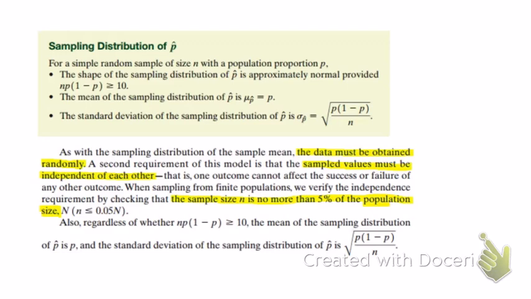Down at the bottom, I highlighted it. You have to get your sample randomly. No standing on the corner and just asking people as they walk by. And the second thing is those values have to be independent of each other. And we see that 5% rule again. In other words, if your sample is 5% or less of the population size, we're going to assume independence unless something else tells us different. So those three things are just like with a mean sampling distribution.